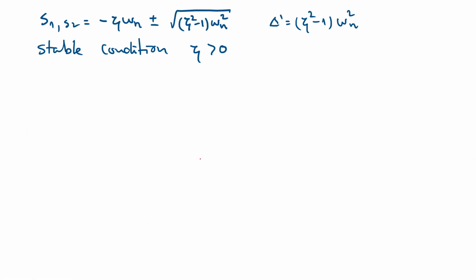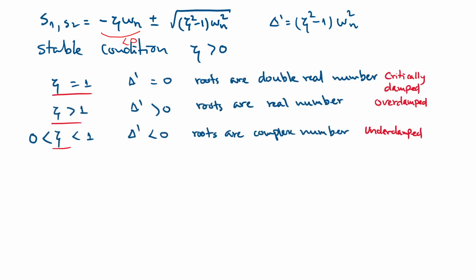So here is the formulation of the poles S1 and S2, and you get delta prime of the polynomial equation like this. Then you can make a judgment whether the system is stable or not just by looking at the damping ratio. Omega n is always positive, and if the damping ratio is positive, then the system is stable because the real part becomes negative, right? So now we only consider zeta greater than 0.